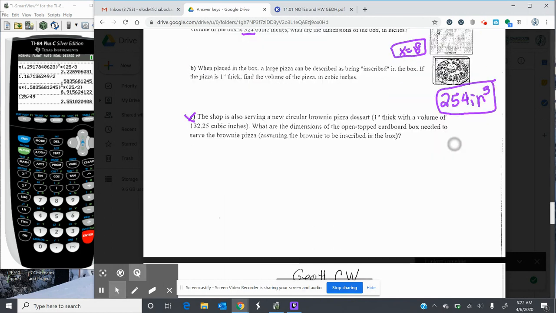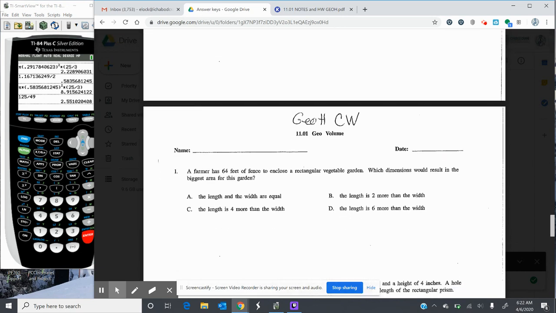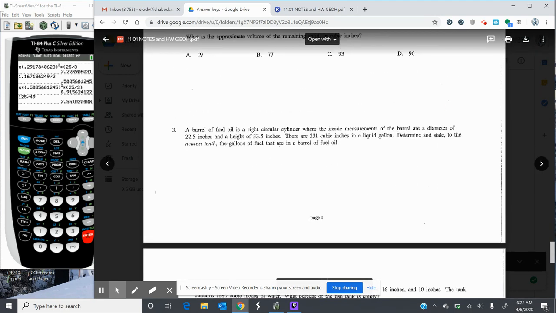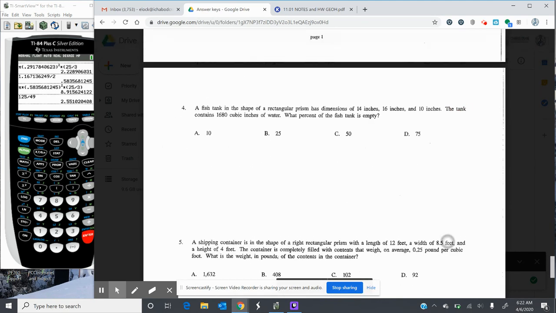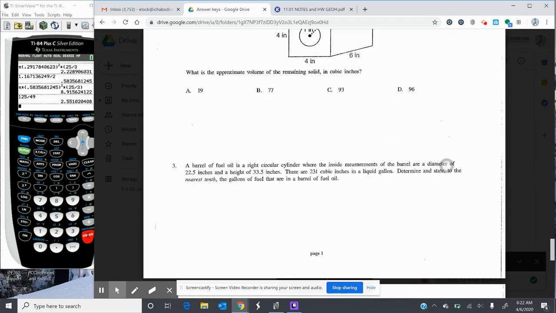But I'm going to give you a couple hints for the homework. So this geometry H classwork is really your homework assignment. There are 6 questions here. And a couple of them are a little bit different than what we would have just done. So looking back at number 1.